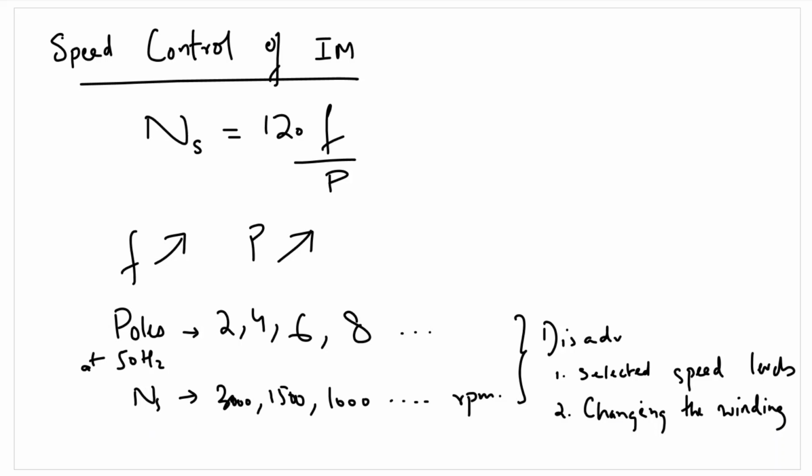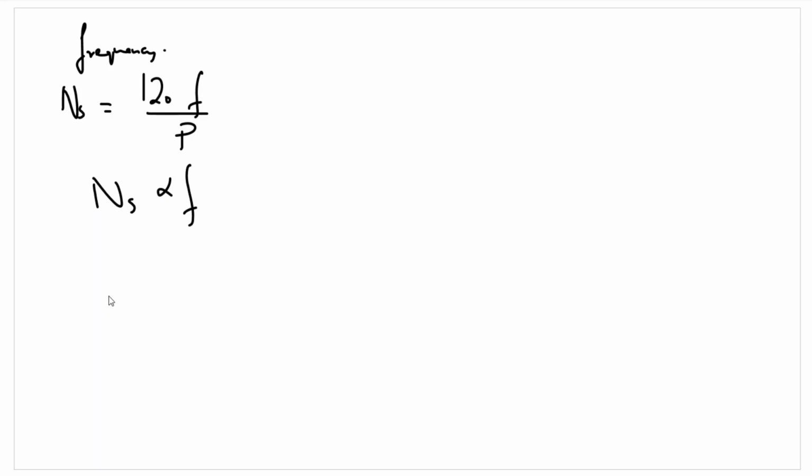The second method here is by changing the frequency, we can change the speed as well. So synchronous speed is inversely proportional to poles. As the number of poles increases, the synchronous speed will decrease. But synchronous speed is directly proportional to frequency. So as the frequency increases, the synchronous speed will increase.